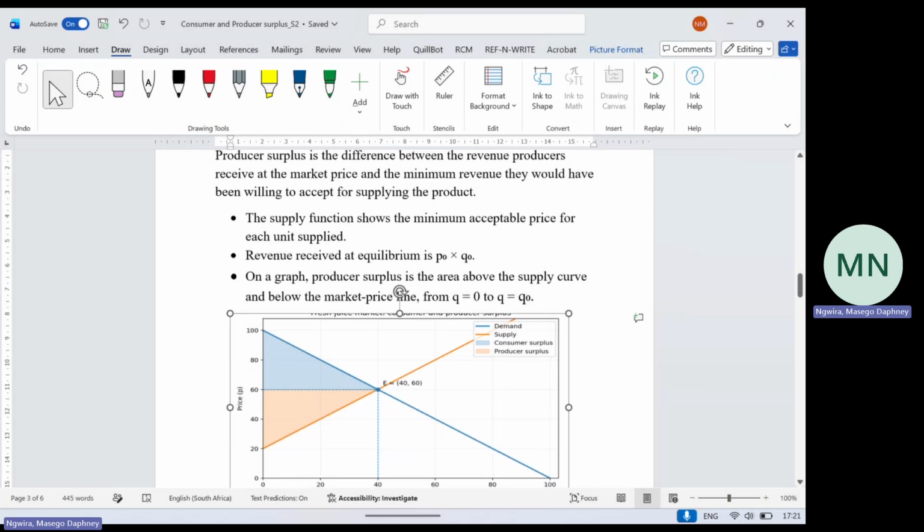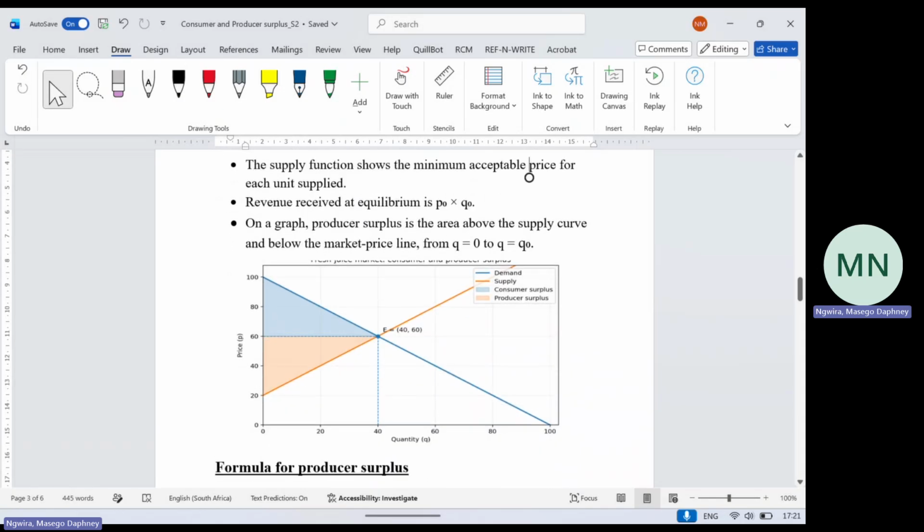And then it says here, a revenue received at equilibrium is this. We all know that's what I said. That's how you calculate it, even for your consumers it's the same thing, right? And then on a graph, producer surplus is the area above the curve and below the market price line. So this is our market price line. So this area is our producer surplus. All right.